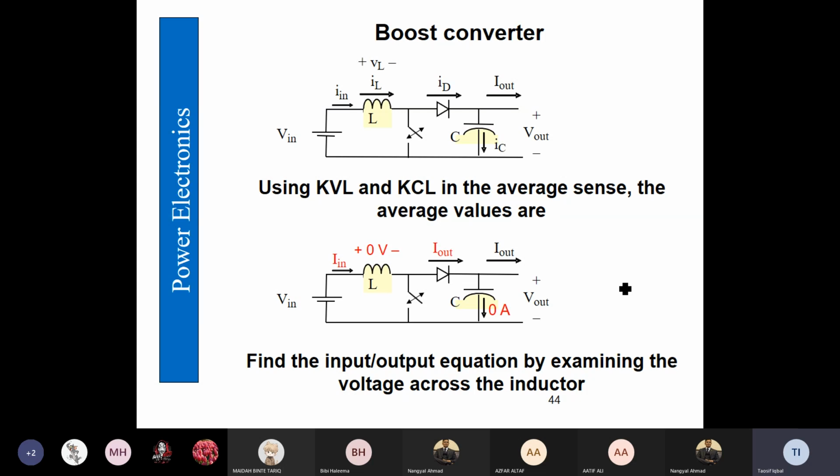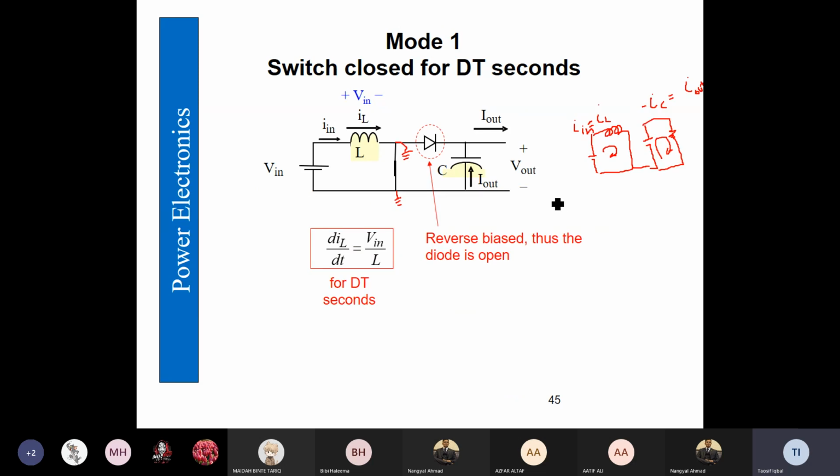So therefore, from this steady state value, we can find out the equation for output voltage versus input voltage. We'll do that in a while. And first, let's see what we are doing.